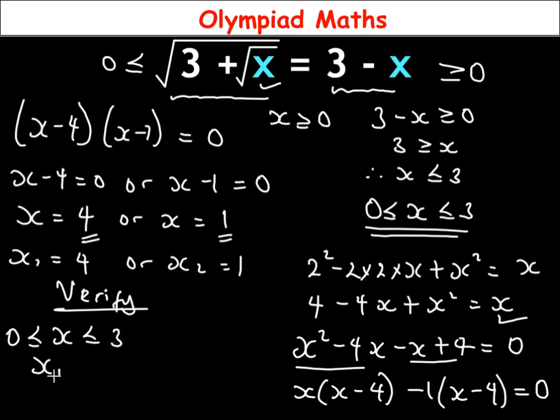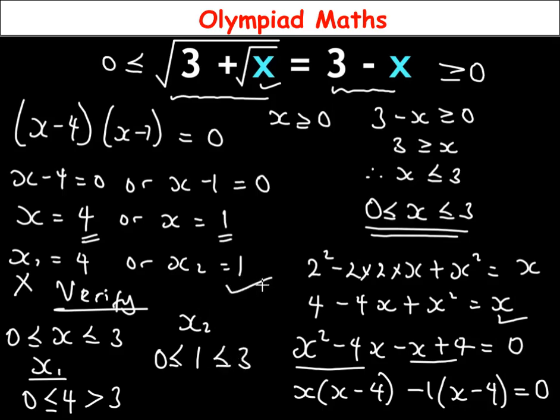For x1, the value is 4. So 4 is greater than or equal to 0, but 4 is not less than or equal to 3. It is greater than 3. So this value of x can't work. Now working with x2, x2 is 1. Now 1 is greater than or equal to 0, and it is also less than or equal to 3. So this is the actual solution for the value of x.